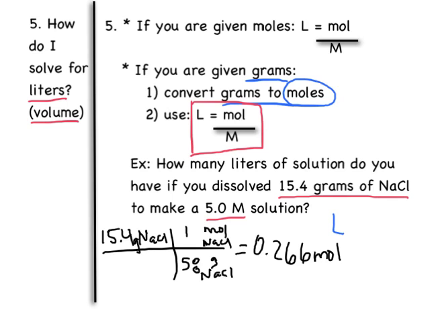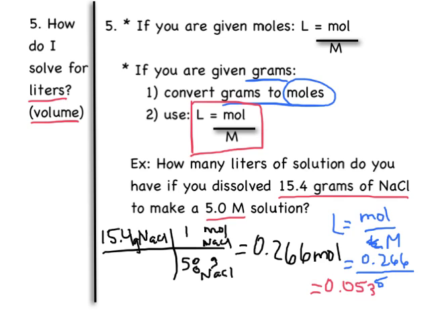So that's what we're going to use to solve for liters in this problem. If we solve for liters, liters is moles divided by molarity. So we're going to have 0.266 divided by 5. So we're going to get, in the end, 0.053 liters, okay, 0.053 liters is our answer. You can convert that to milliliters by moving the decimal over 3 times to the right if you understand that. So that would be 53 milliliters. But that's how you do that. That's how you solve for liters.